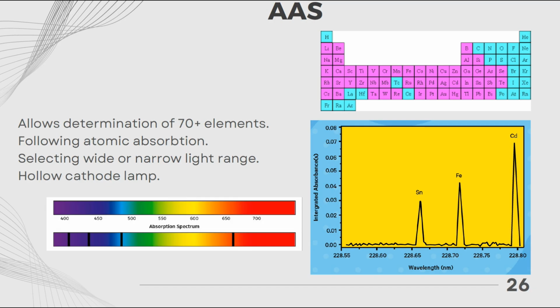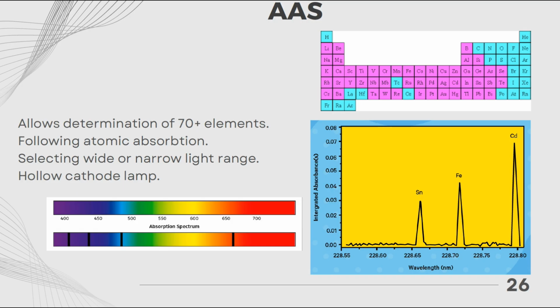And yes, I forgot to tell you that in AAS we're usually using either a wide or narrow light range, and the narrow light range is met more often. What does it mean, narrow light range? In UV-Vis or infrared, you have a spectrum. You have a spectrum of radiation from to. But in AAS, you often use some specific wavelength to determine specific elements.